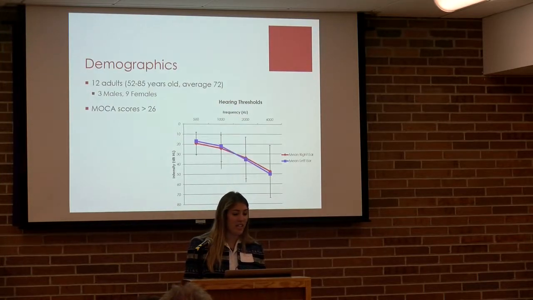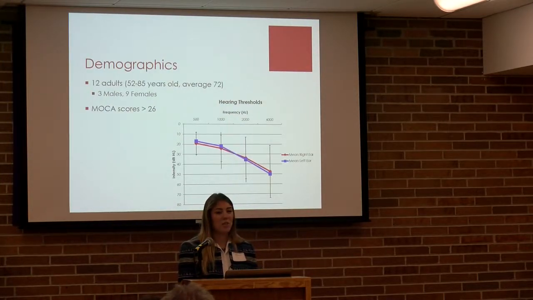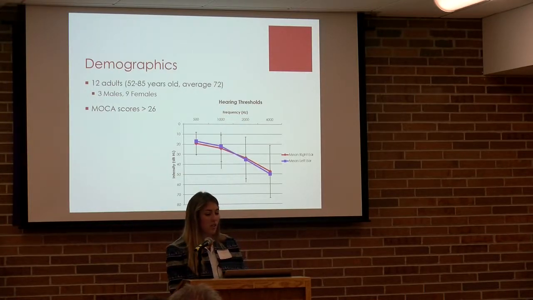So for my demographics, only 12 people were able to complete the full protocol. They were between 52 and 85 years old with an average of 72, not 17, 72. And there were 3 males and 9 females. This is just a graph of their hearing thresholds, so the averages and then the standard deviation. There were a few adults that had near normal hearing. And then the MoCA scores, like I said, we wanted them to have normal cognition, so greater than 26.